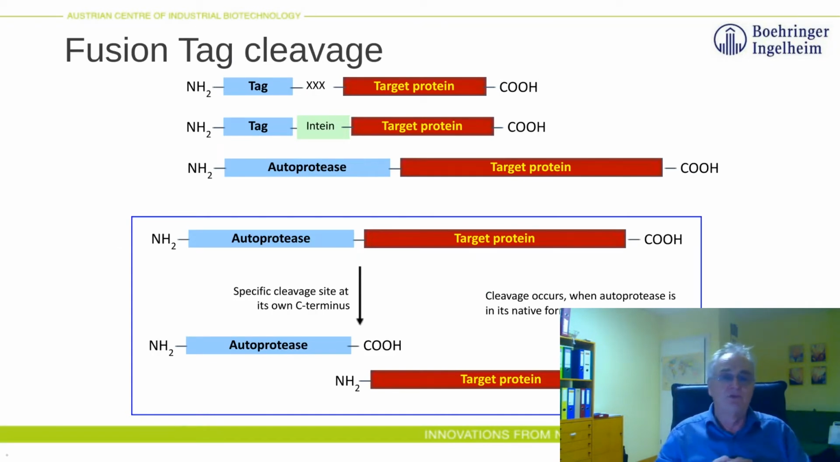If you do a fusion protein cleavage, what I showed here already, at first you have this conventional tag, linker, target protein. Then you would have tag, intein, target protein. Upon changing the redox potential, the tag would be cleaved off through the intein. Yeah, because the intein decays, or is disrupted. The other thing is the autoprotease. So this is also a kind of decay.